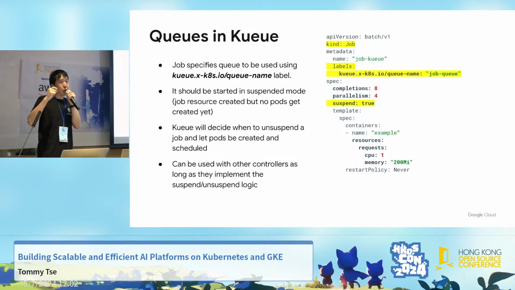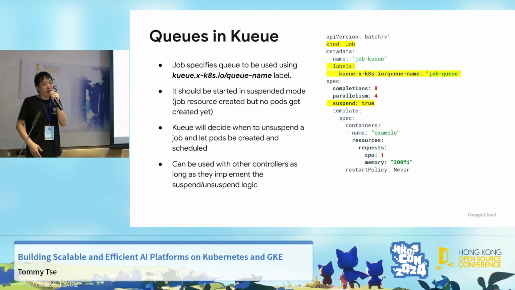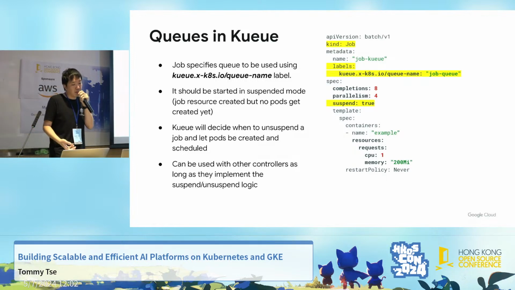So how do you add a job to a queue? In Kubernetes, in this example, it's just a plain job definition. You just add a label, like this one is kueue.x-k8s.io/queue-name. The name of the queue is called job queue, and it's as simple as that. And you mark it as suspend at the beginning so that it doesn't run right away, and let Kueue toggle that status of the job.